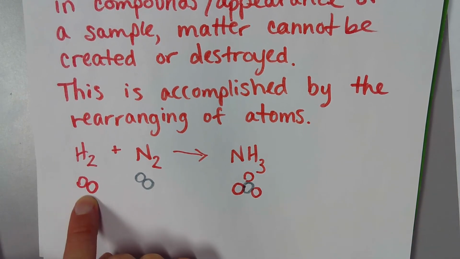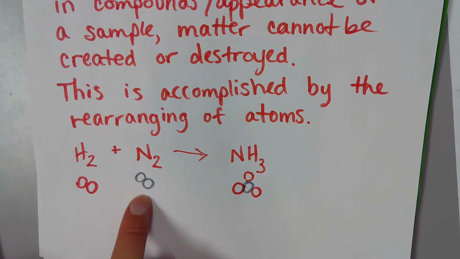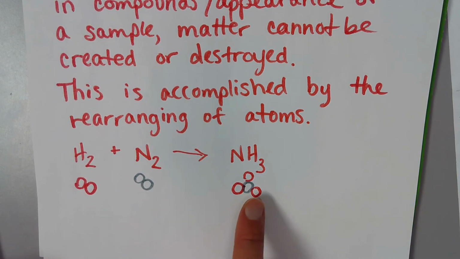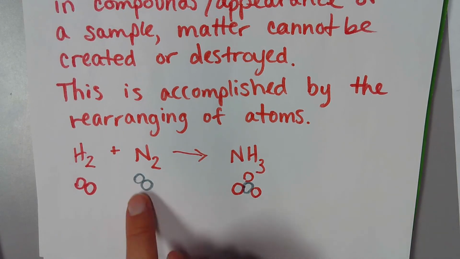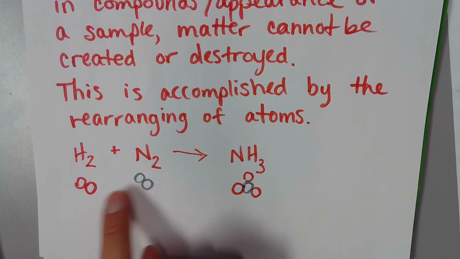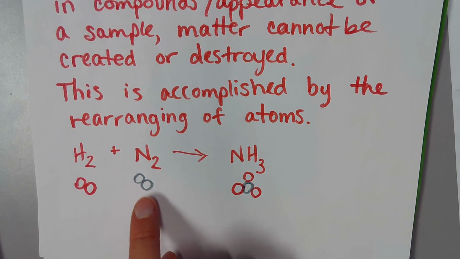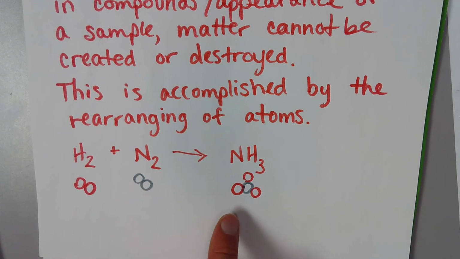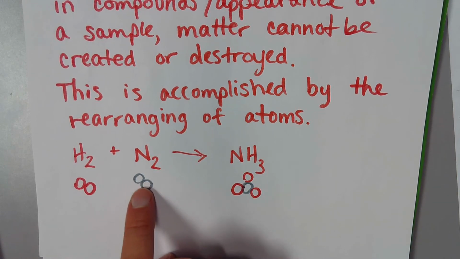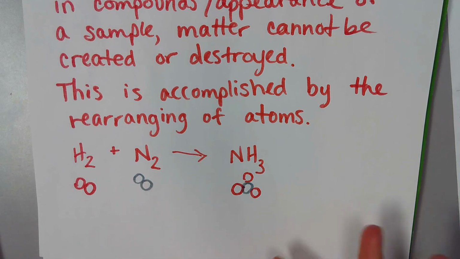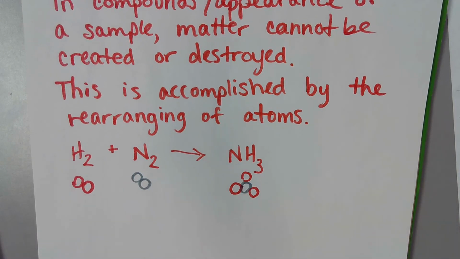We have 2 hydrogens here. We have 2 nitrogens here, but we don't have the same number here. We've gained an extra hydrogen. We've lost a nitrogen. You can't do that. It doesn't work because there are different numbers of protons in each and electrons and neutrons in each of these atoms. So you can't just change one into the other. You can't just say, oh, nitrogen, become a hydrogen. Oh, now we have the right number. You can't do that. Instead, you've got to have more of the one that you need more of.